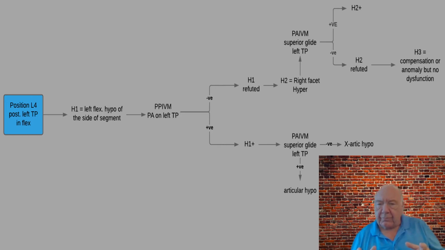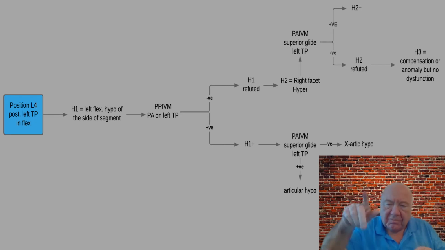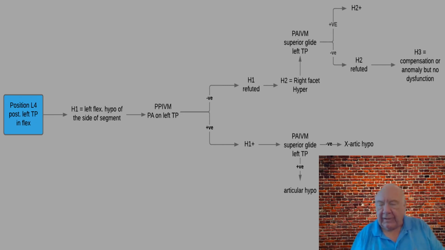So the next thing we can do then is push on the right transverse process to see if we're getting too much movement supra-anteriorly. That is, does it reproduce pain, and or is the end feel soft capsular compared to the other vertebra? Now, if we have a positive test, then we have H2 is stronger, and we can almost say it's a diagnosis.